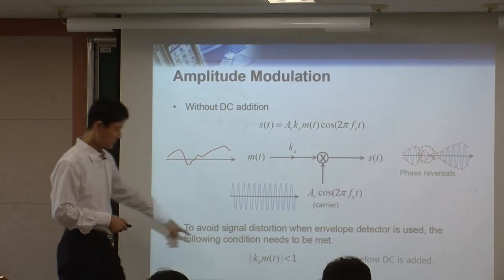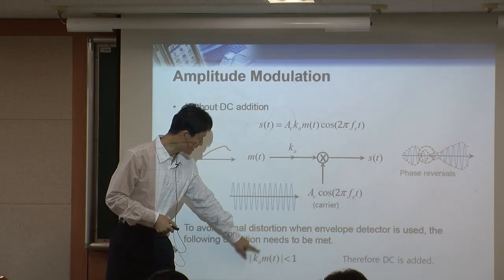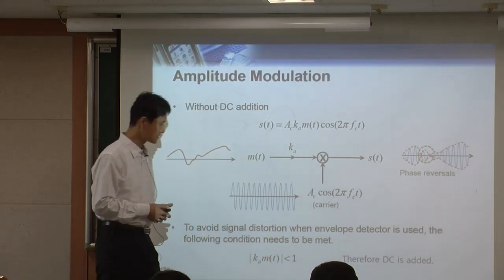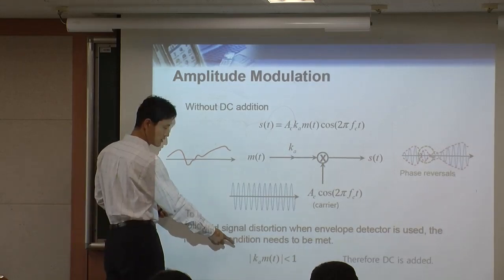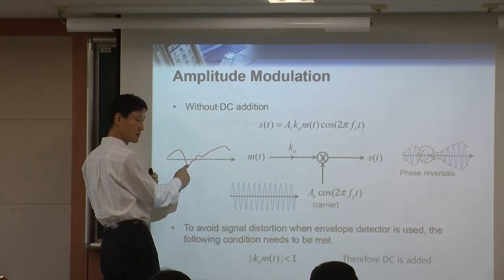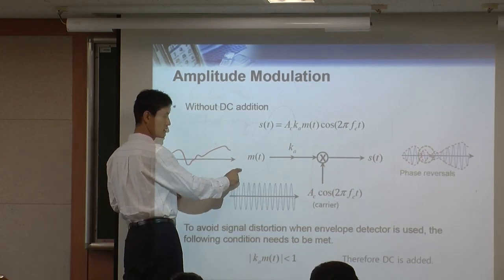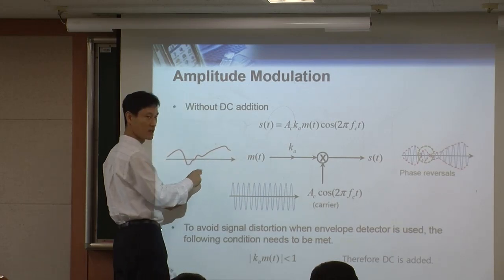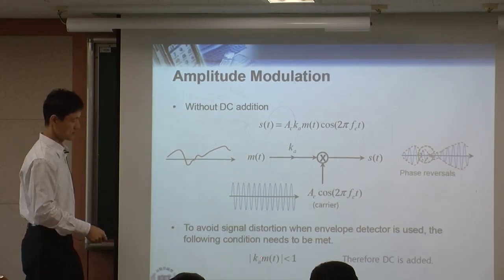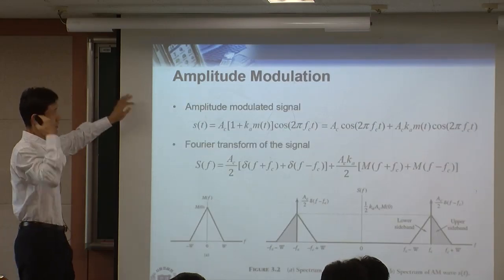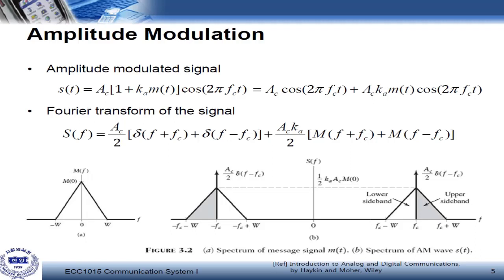So that basically means that Ka times m(t) should be less than 1. That means your negative part should be at least minus 1. If the negative part is lower than minus 1, then when you add plus 1, it's still going to be negative. So that's a problem. That's the condition. Once you do this, let's take a look at this.